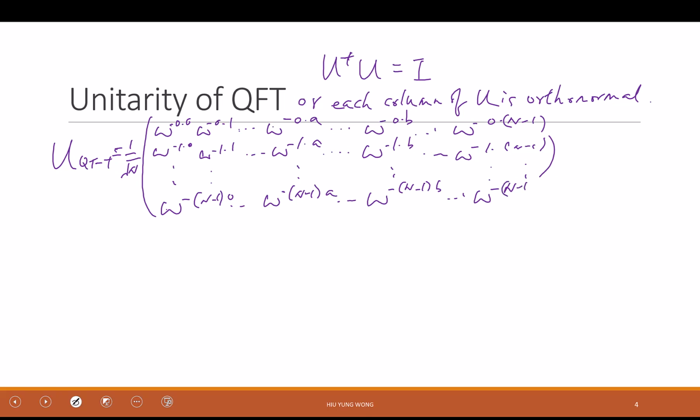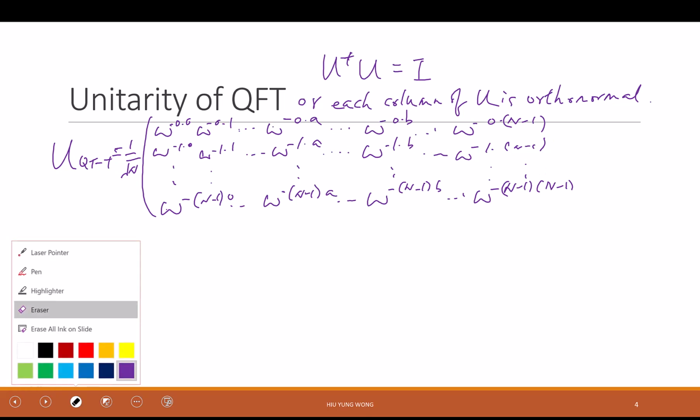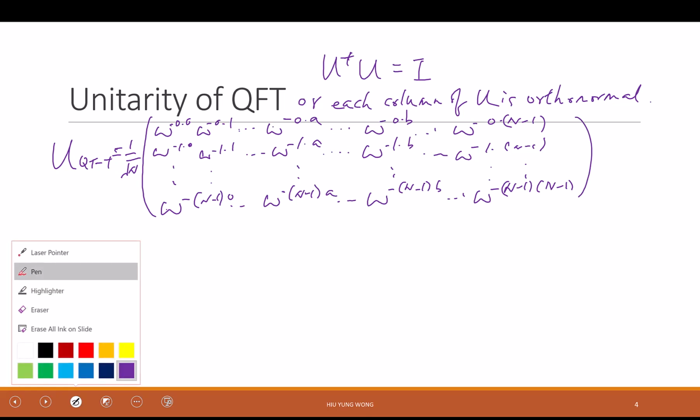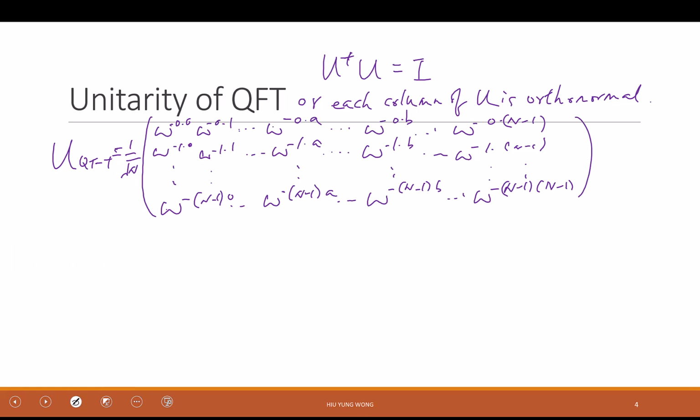N minus 1 times n minus 1, right? Because this is the n minus 1 row and n minus 1 column. And then what do I mean by the vector of the column? For example, this one is the column. I can represent it as a vector, because it has how many entries? N. You start counting from zero.